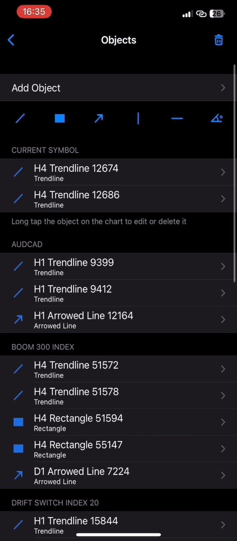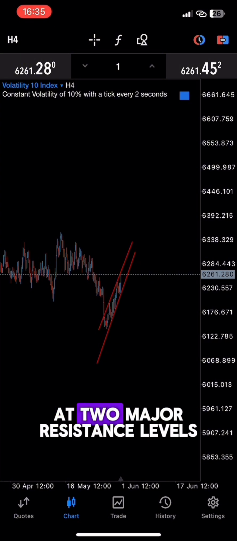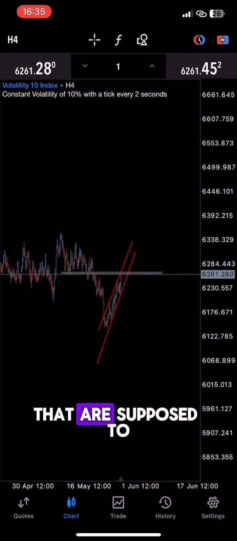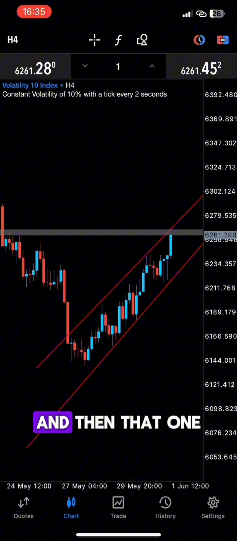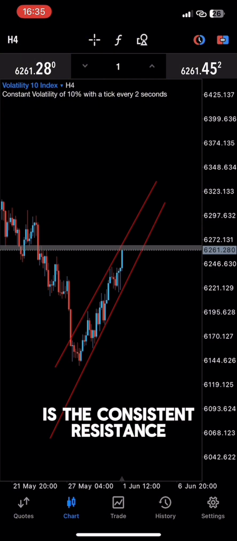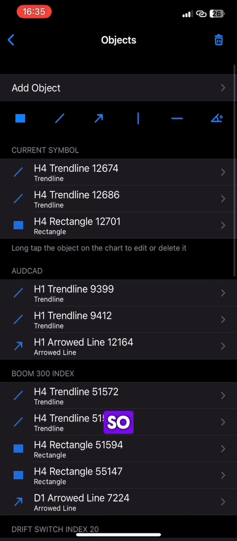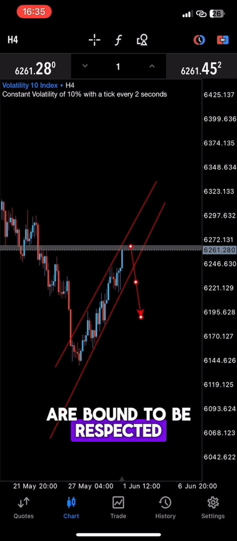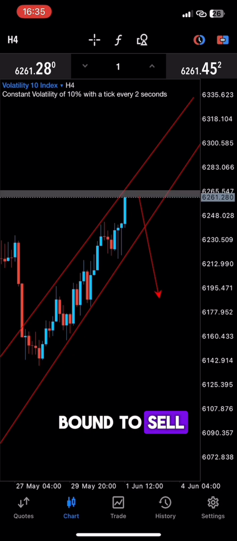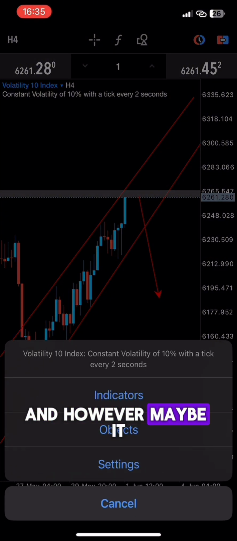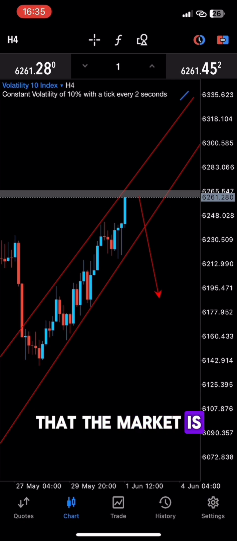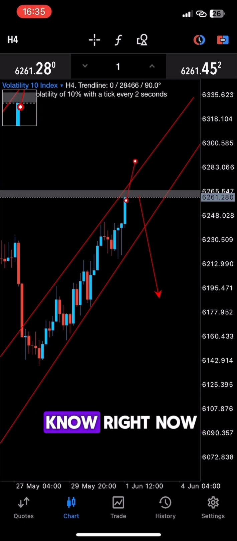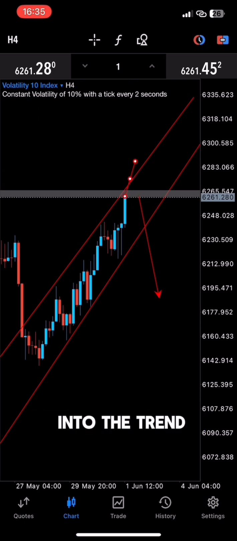So at this point, the market is actually at two major resistance levels that are supposed to be respected. As you can see, this one is the trailing resistance, and that one is the consistent resistance. So these two resistance levels are bound to be respected, and the market is bound to sell. However, maybe it might break to the downside. Even though we don't have enough information that the market is going to break to the downside, at least what we know right now is that the market is going to sell into the trend.